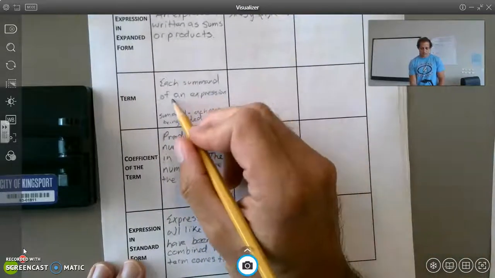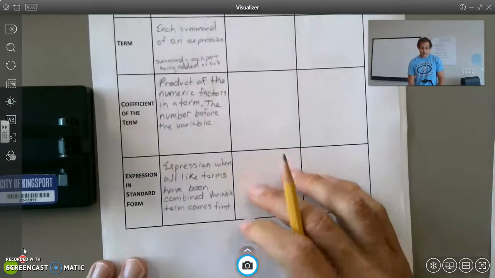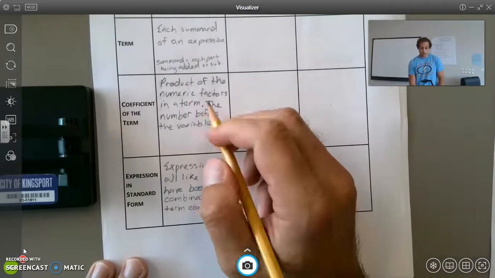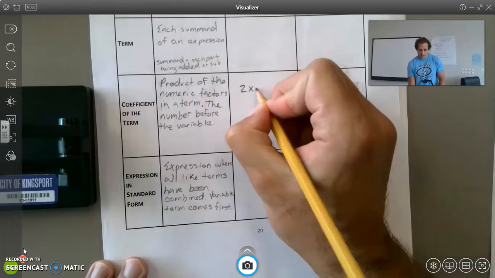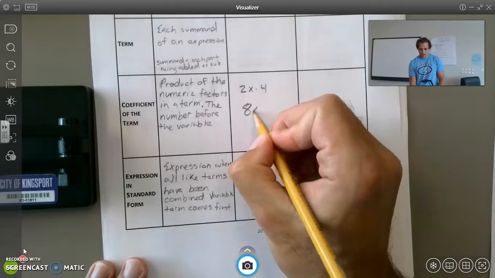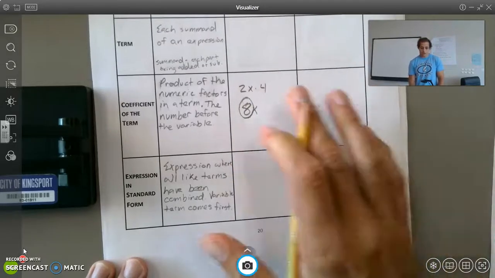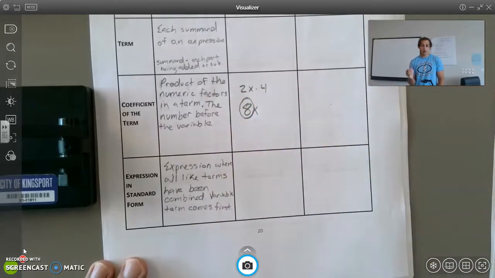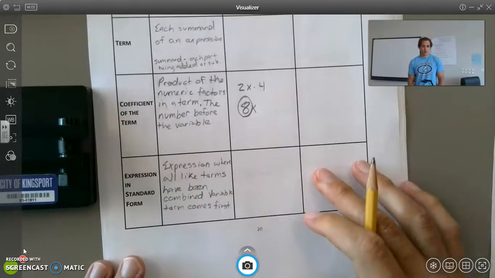The terms, that would be each of these individual pieces. It's each summand of an expression. It's each part that's being added or subtracted. The coefficient would be the numeric factor in the term, or excuse me, the product of the numeric factors in the term. So if I had like 2x times 4, my coefficient would be 8, as in 8x. So 8 would be the coefficient. So what I would do is multiply all the factors together of the term. Whatever the numeric factor is, that's my coefficient. You can also just say it's the number that comes before the variable.